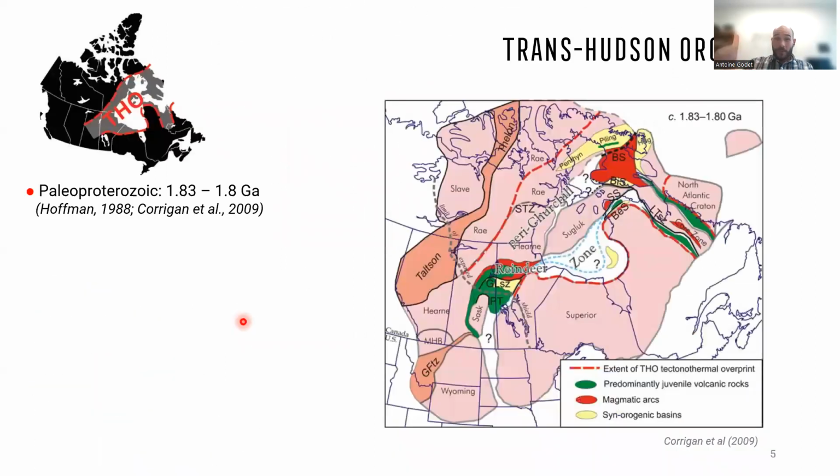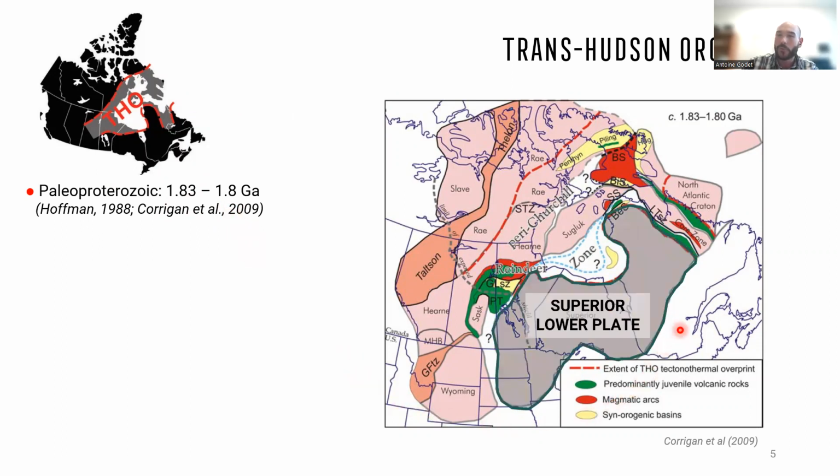Okay, so for that, we're going to move here in Canada, in the Trans-Hudson region. I'm pretty sure that everyone is familiar with that. So the Trans-Hudson region is a Paleoproterozoic region with the final collision estimated at 1.83, 1.80 billion years. It's basically composed of two major parts. So the first one is the Superior craton, highlighted here, that represented the lower plate of the system.